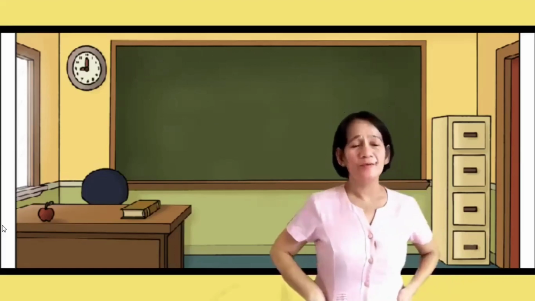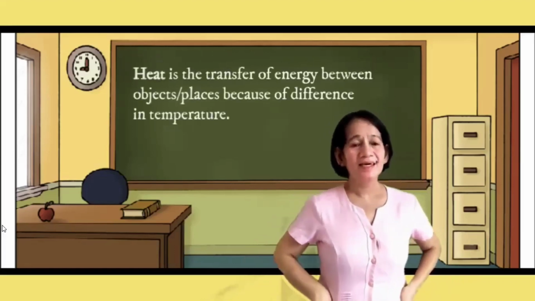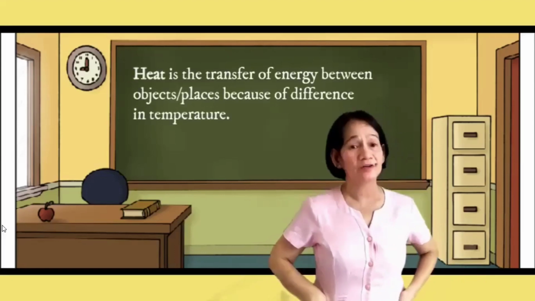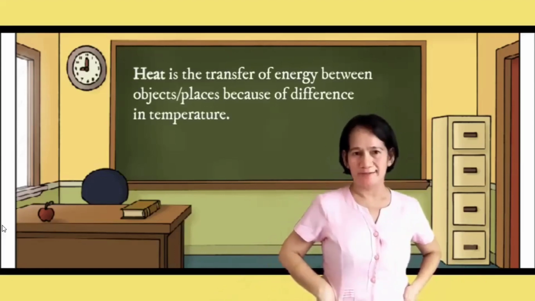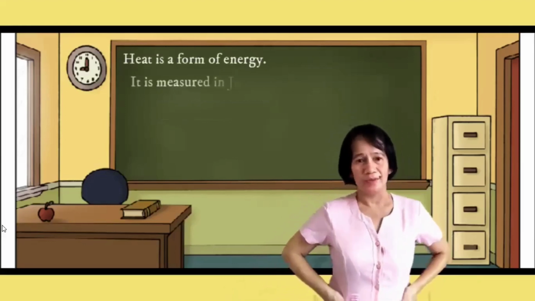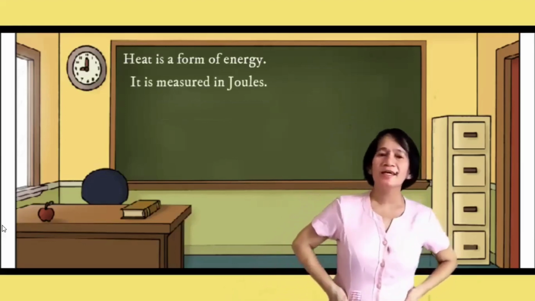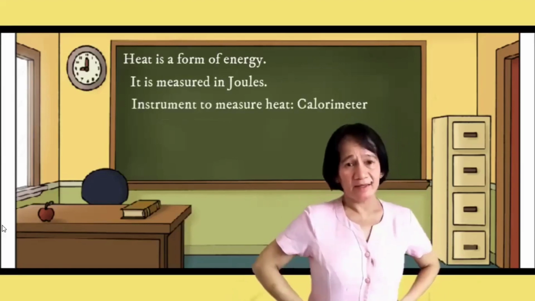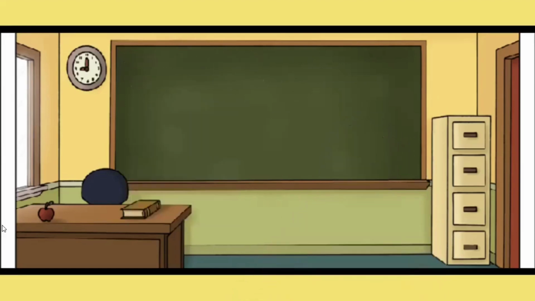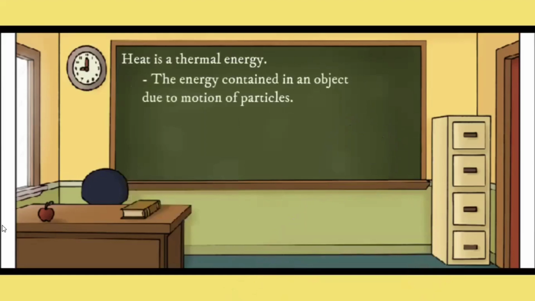Okay, let us first define what heat is. Heat is the transfer of energy between objects or places because of a difference in temperature. Heat is a form of energy and it is measured in joules. The instrument used in measuring heat is called a calorimeter. And that energy is thermal energy. It is actually contained in an object due to the motion of particles.